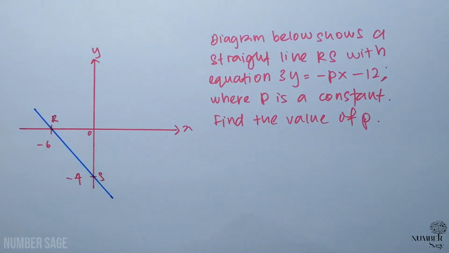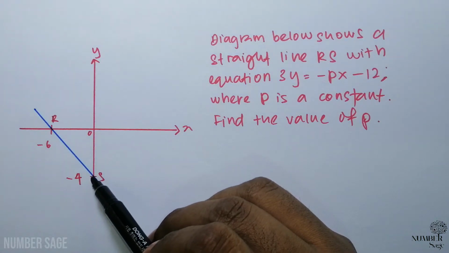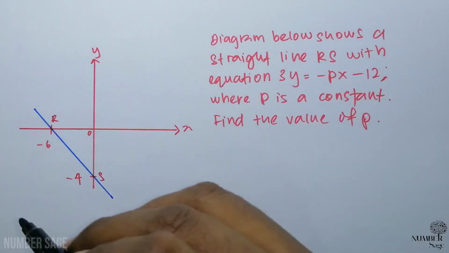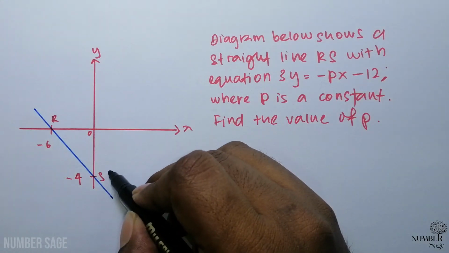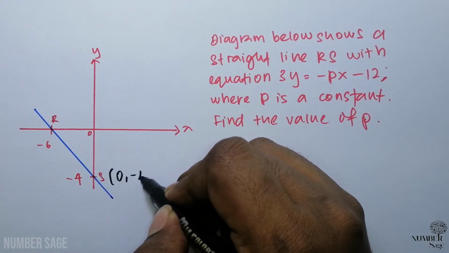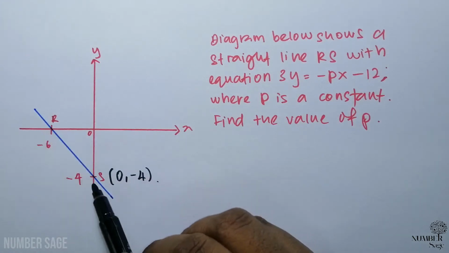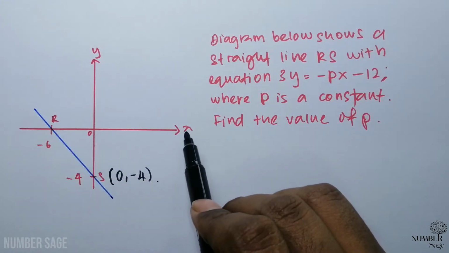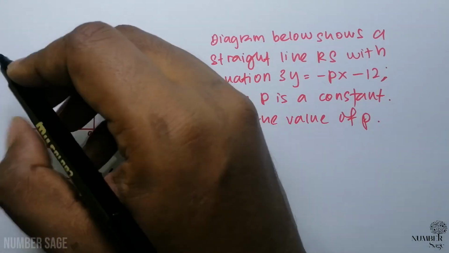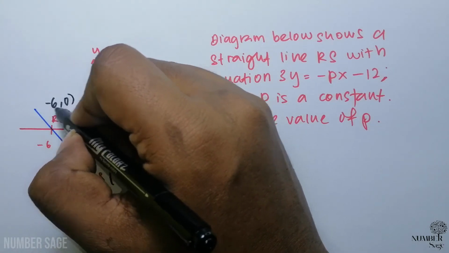If you notice, at this point, the line intercepts the y-axis. Hence, the coordinate of x is equal to 0. So we can say the coordinate for point S is (0, -4). Similarly, at this point, the straight line intercepts the x-axis. So the coordinate of y should be 0. So the point for R is (-6, 0).